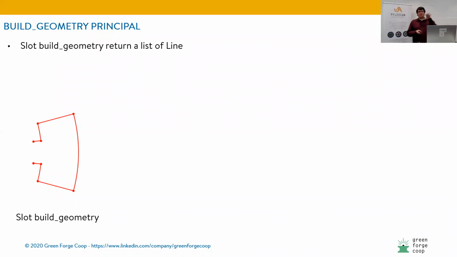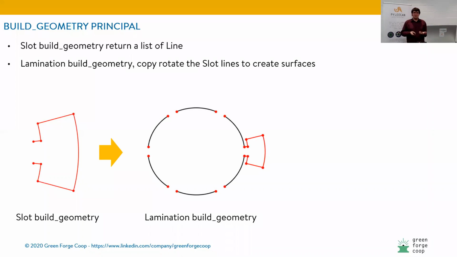Then, when I come to the build geometry method of the lamination, I know that I have a slot that will return me a list of lines between two points of the bore radius. So what I need to do, if I want to draw the bore radius of the lamination, is call the build geometry method of the slot. So I have the lines that define my slot. And the lamination method to draw the bore is very simple. It just takes the lines of the slot, adds a line for the bore radius, copies and rotates the lines of the slot, adds a bore radius, and so on. So that's very simple. You don't have to do some complex thing.